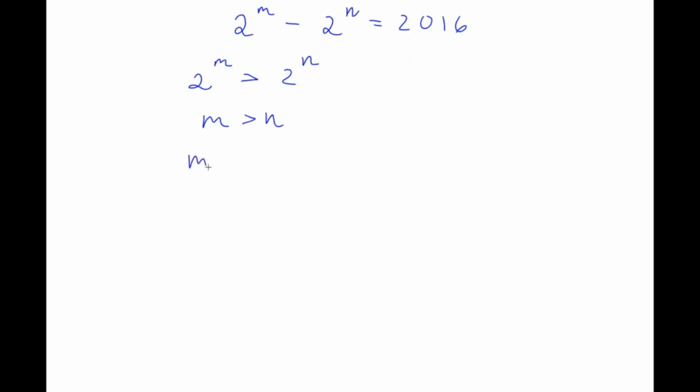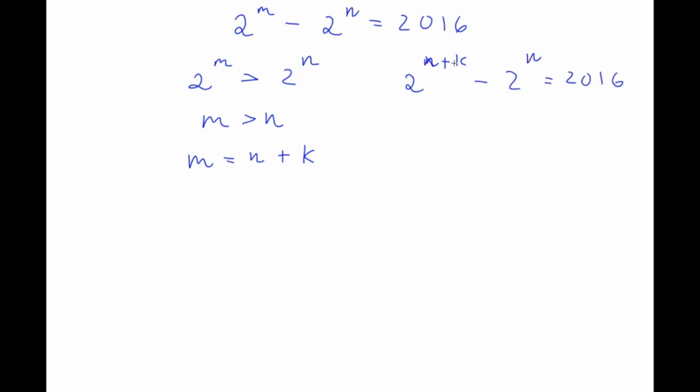So now I'm going to set m equal to n plus some constant k. So now, if I plug in n plus k for m, I have 2 to the power of n plus k minus 2 to the power of n is equal to 2016.